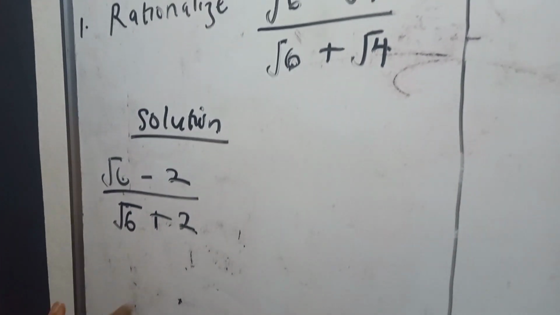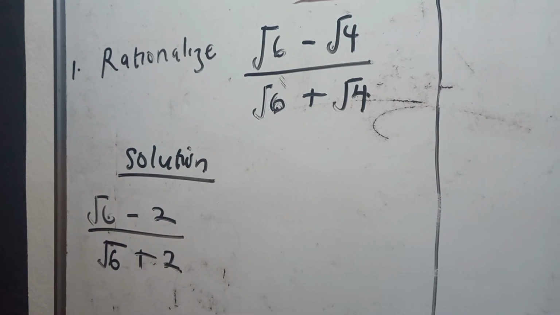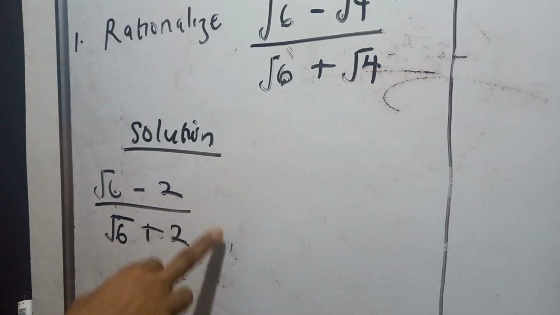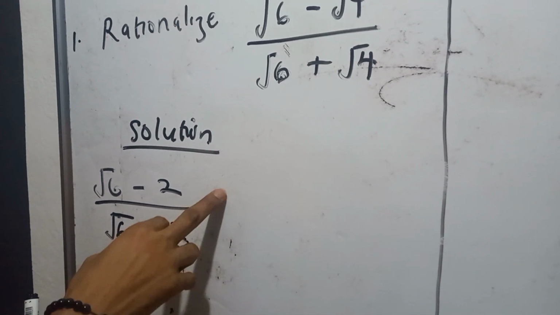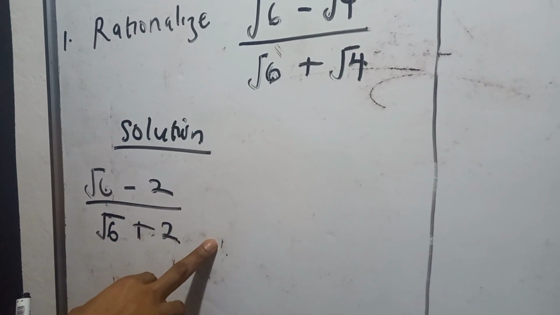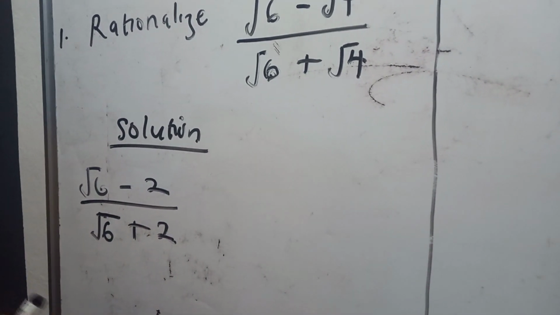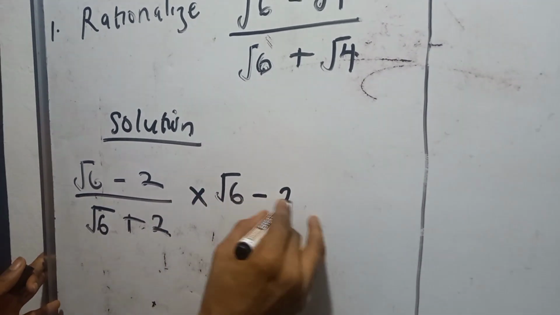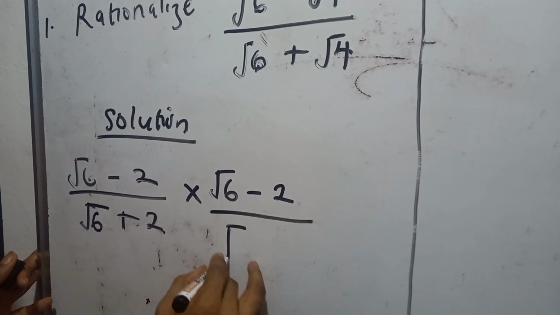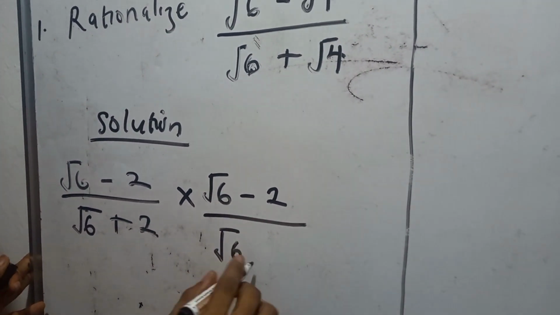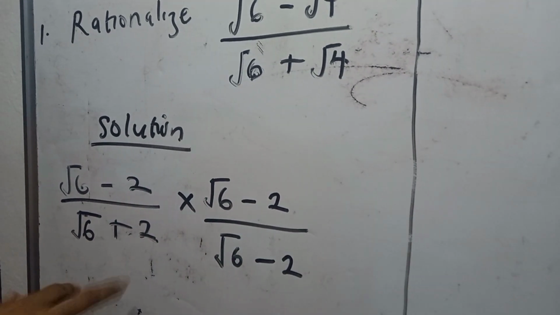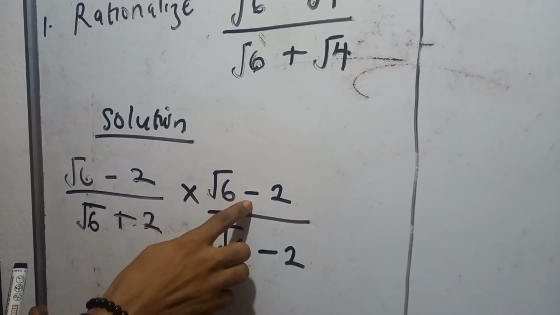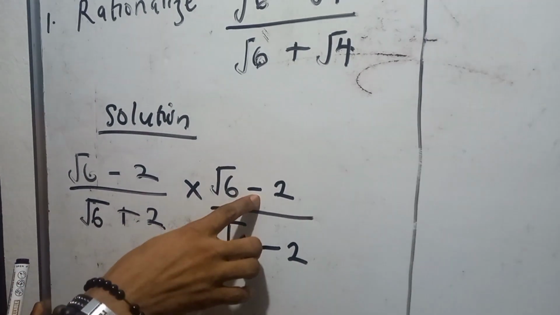Then, since we want to rationalize the surd, we use the conjugate of the denominator to multiply the numerator and the denominator. When multiplying, the sign will change: we multiply by root 6 minus 2 over root 6 minus 2. You see that the denominator has changed: the conjugate multiplies the numerator and also the denominator, and the sign changed from plus to minus.